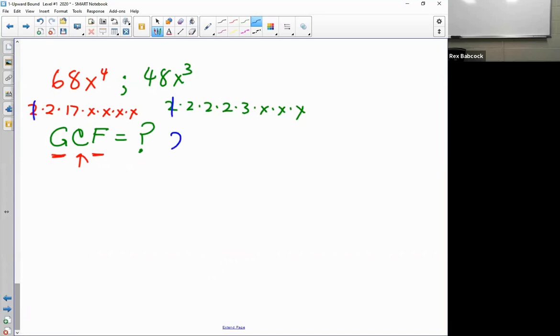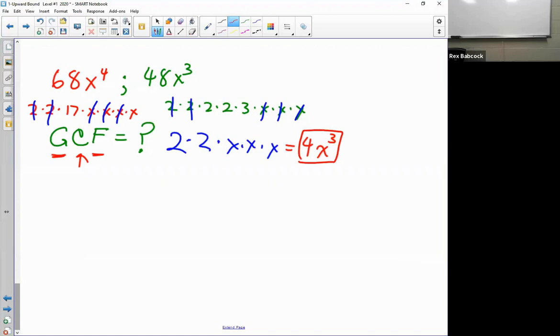So the greatest common factor so far is 2. They both have another 2 in common. So now it's 4. No more numbers. They both have an x in common. They both have another x in common. They both have another x in common. So the greatest common factor is 4x cubed. That's the largest number that goes into both of these evenly. So it's the greatest common factor.